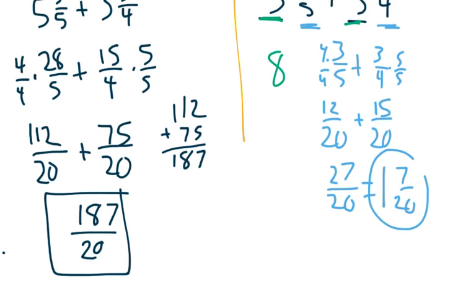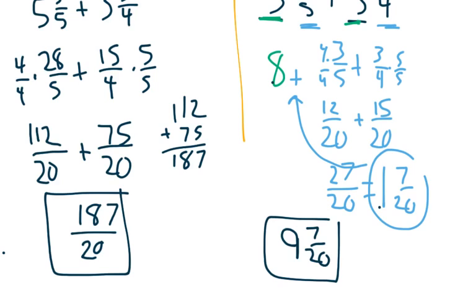I'm now going to take this and add it there for my final answer of 8 plus 1, which is 9 7/20. Box it, walk away.